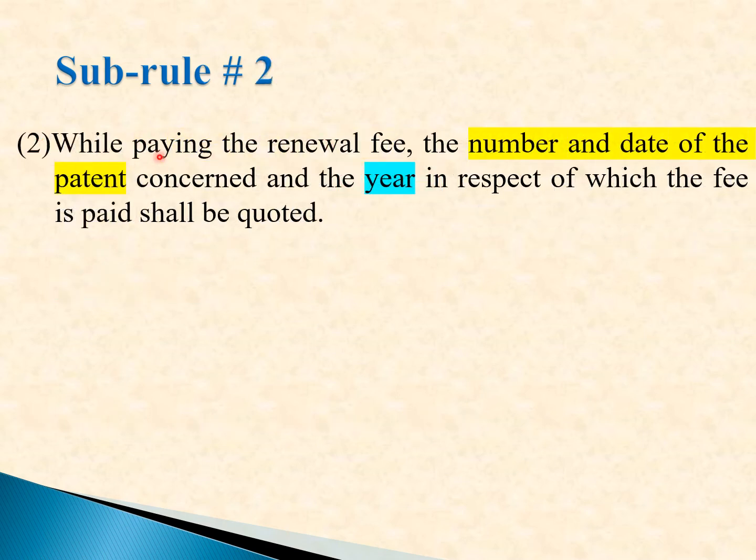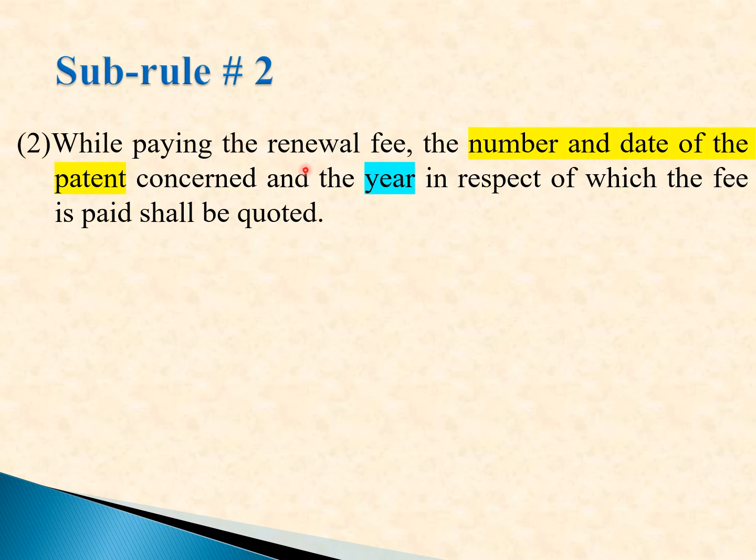Subrule 2 says, while paying the renewal fee, the number and date of the patent concerned and the year in respect of which the fee is paid shall be quoted. So while paying the renewal fee, what must be done? The number means, we know that a patent application has one number, and a granted patent has another number. So that patent number and the date of the patent. Date of the patent means date of the grant of the patent. Date of the grant.